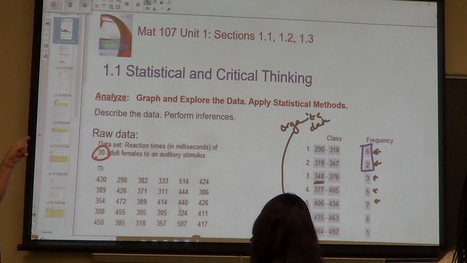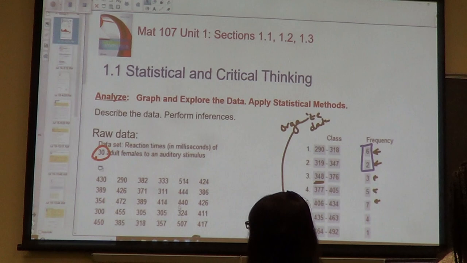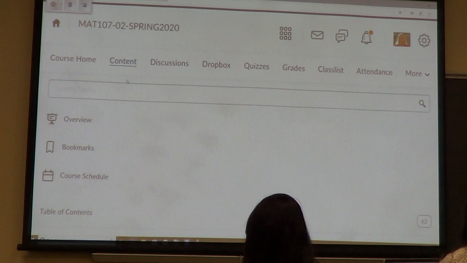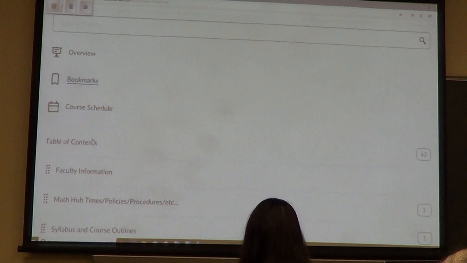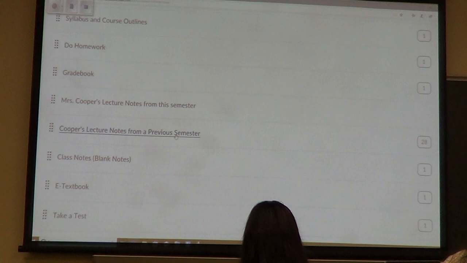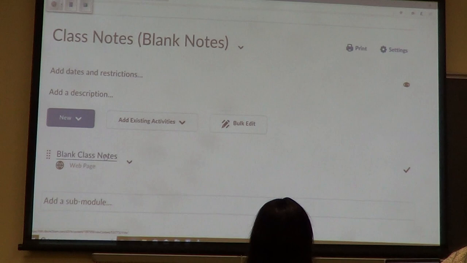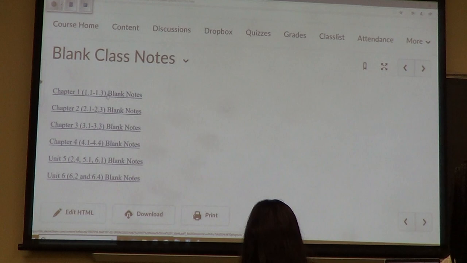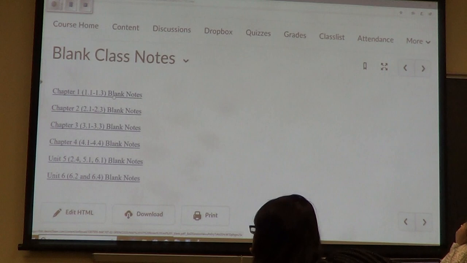The print, I couldn't find a blank one. I emailed you the blank copy of just the chapter one, but if you go into content, and her question was, where are the blank notes? These are the notes from this semester, which I post after we do class today, and the previous semester is what I've done in the past. So it's going to be right here: class notes, blank notes. Click it again. I have posted everything out there. This would be chapter one, and I took everything else out and just put the new stuff. For those of you who went out there, did it print better?